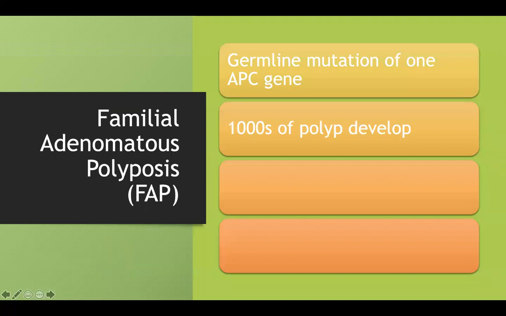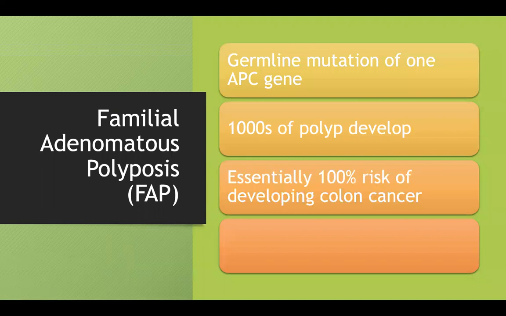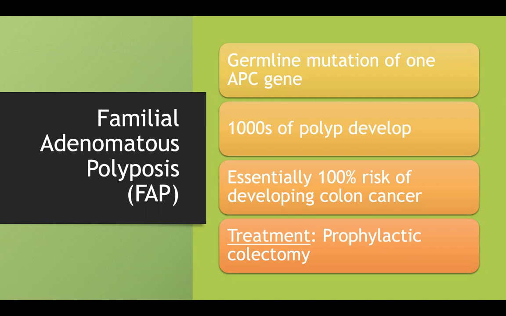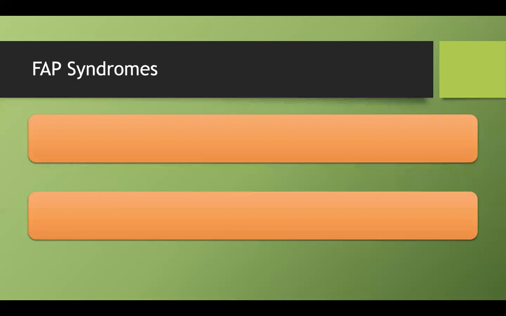In fact, in FAP, the risk is so high that you'll get thousands of polyps developing, and you basically have a 100% chance of getting colon cancer, just because of that one germline mutation. To treat this, you have to remove the colon, and you should do it as soon as you're deemed a decent surgical candidate, because of your extremely high risk. There are some syndromes that they sometimes test, so I'm just going to mention them here.